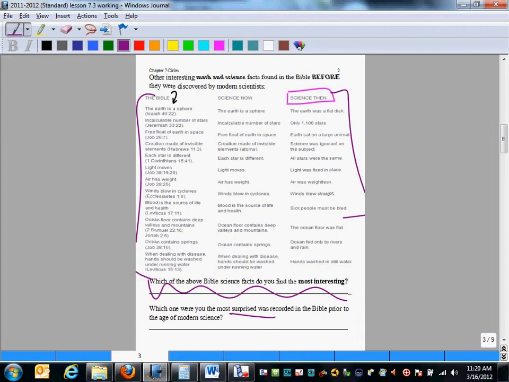Turn on the light. Okay. I'd love to read it in context. What is it? Job 25 what?